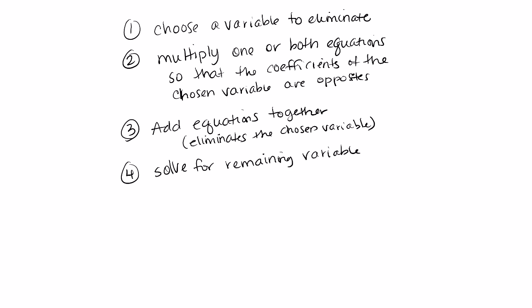So you'll have x equals a number, y equals a number, whatever variable is left, you'll solve for that. And then in step 5, once you have the answer, you're going to plug the solution from step 4 into one of the original equations.